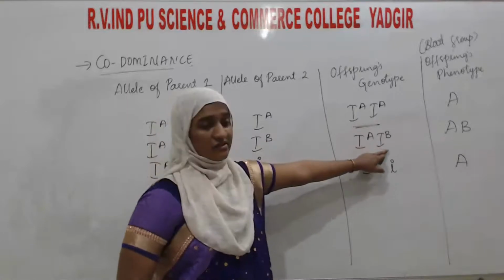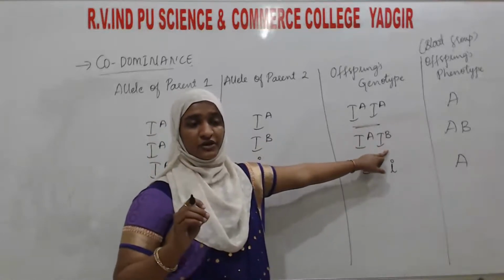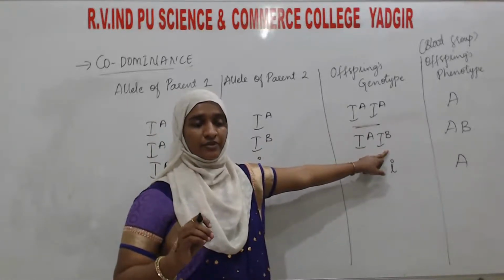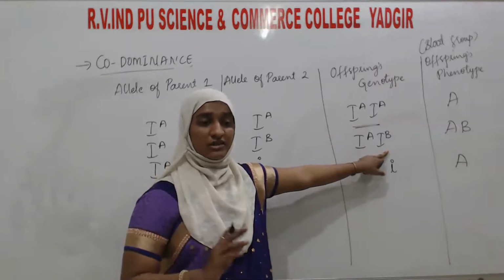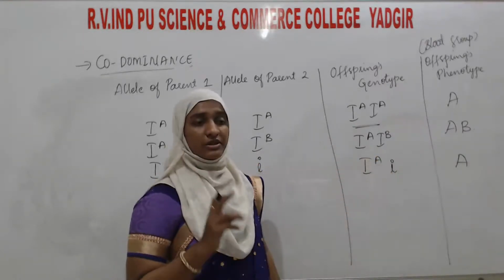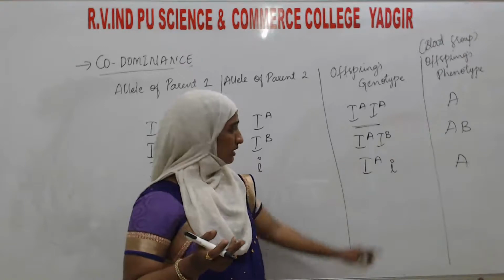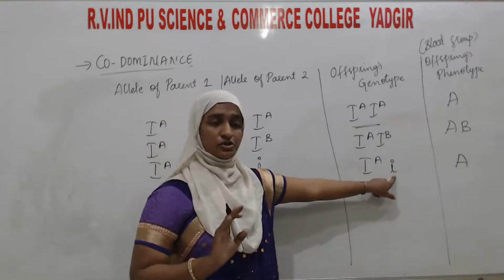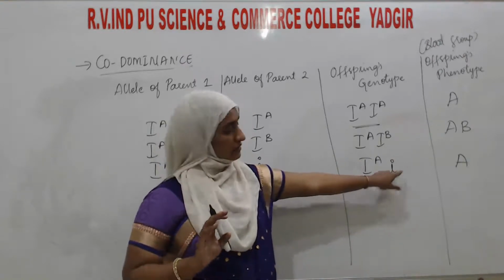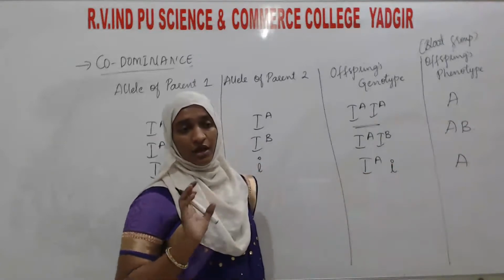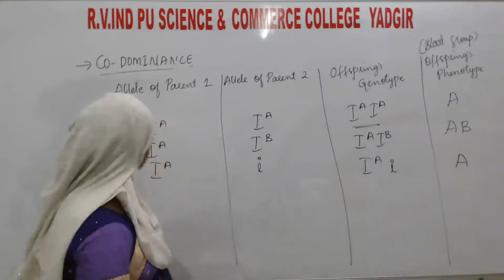Here IB is there, which is going to produce the sugar polymer. That is also done. Both are expressing. That's why the blood group will be AB. Here the small i is not going to produce any sugar. It's not going to express. That's why the blood group will be A. Next one.